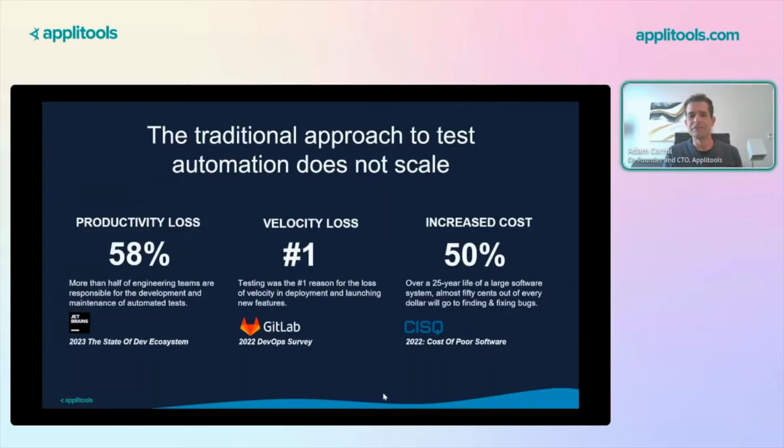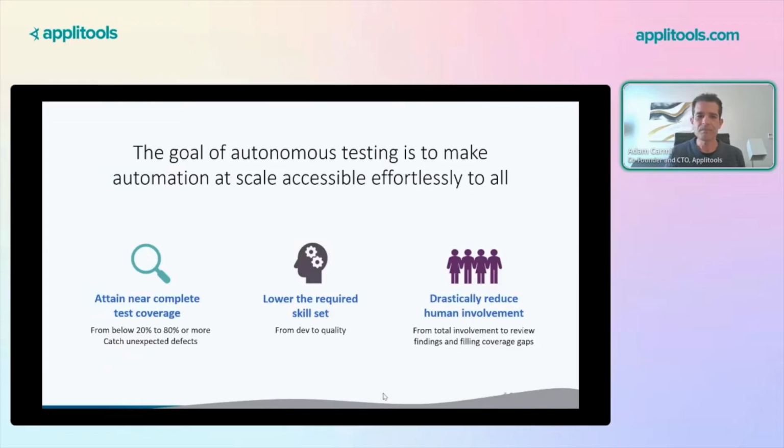What we see in the field, what we hear from customers, and what we can also see from independent market research is that the traditional approach to test automation simply does not scale. Software testing and test automation particularly is noted as a primary reason for teams' productivity and velocity loss, and it's also highlighted as a primary factor in the overall increased cost of software projects.